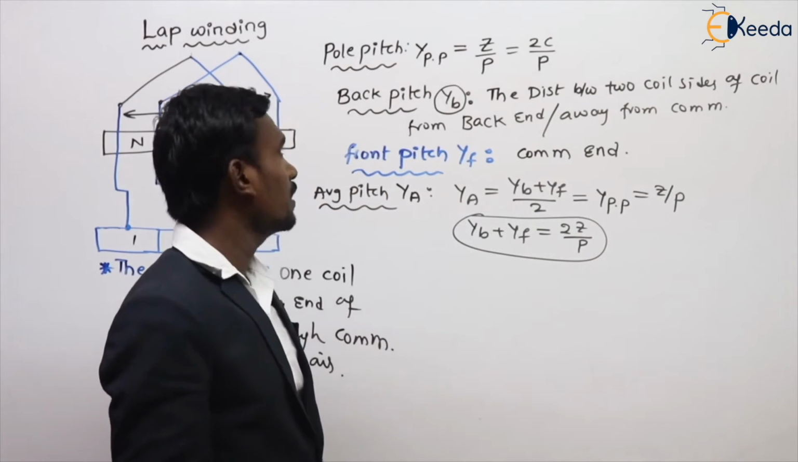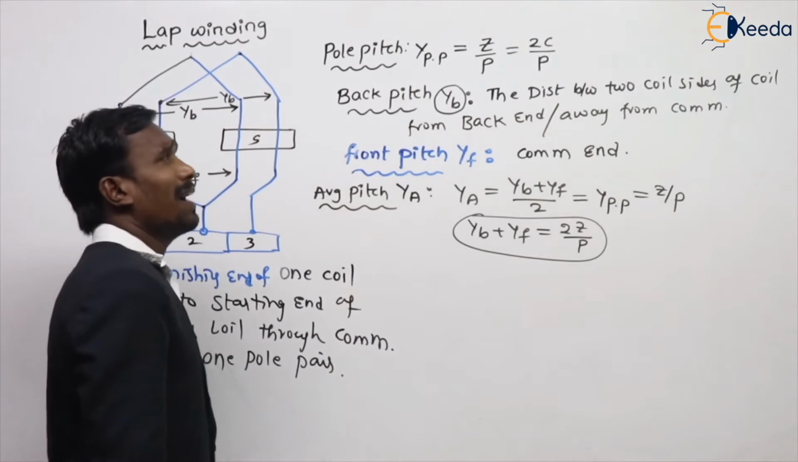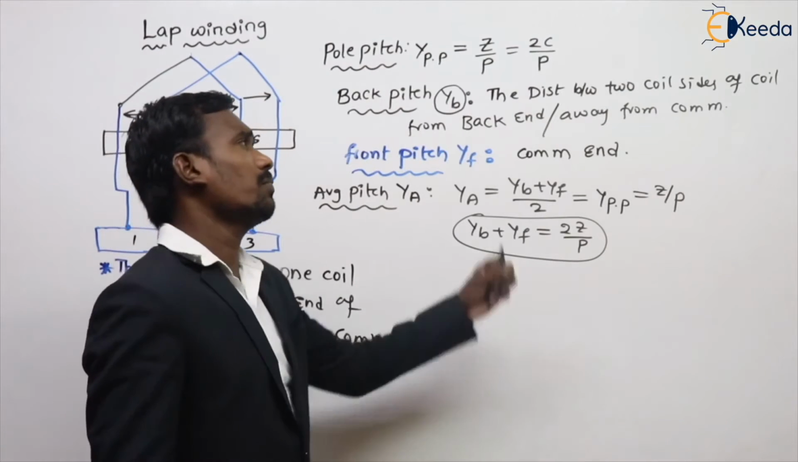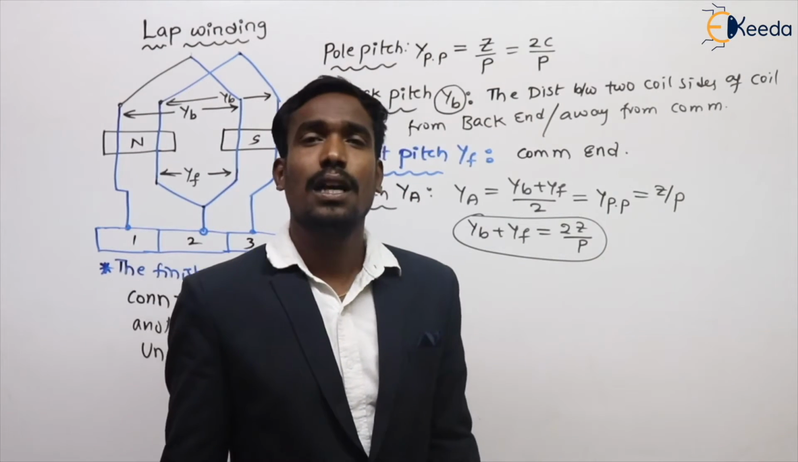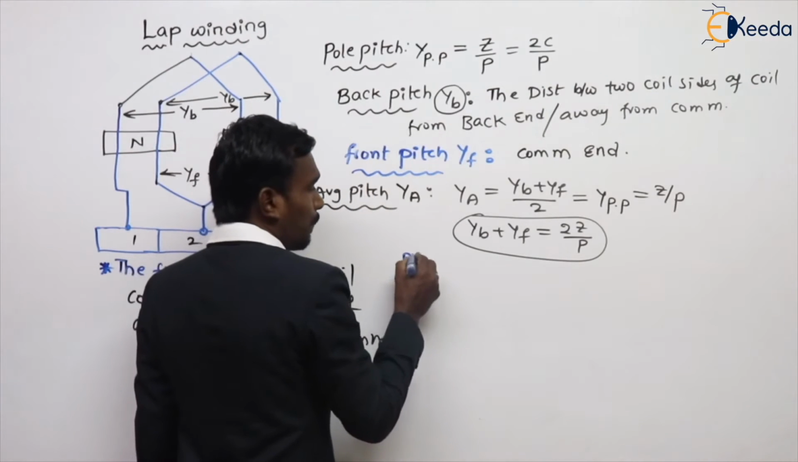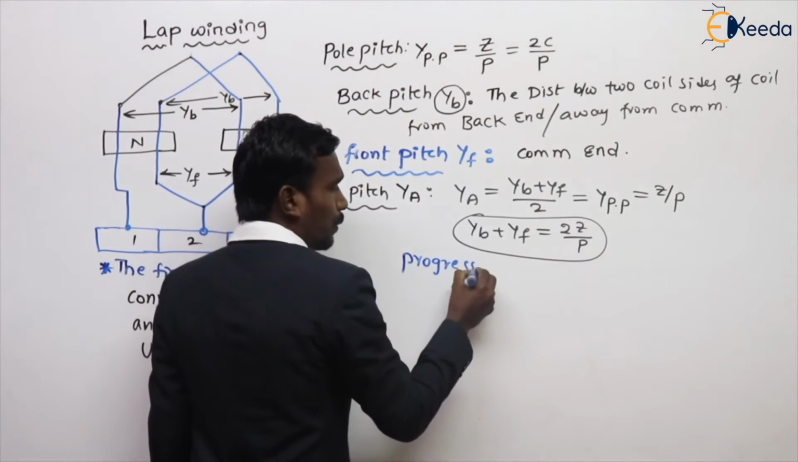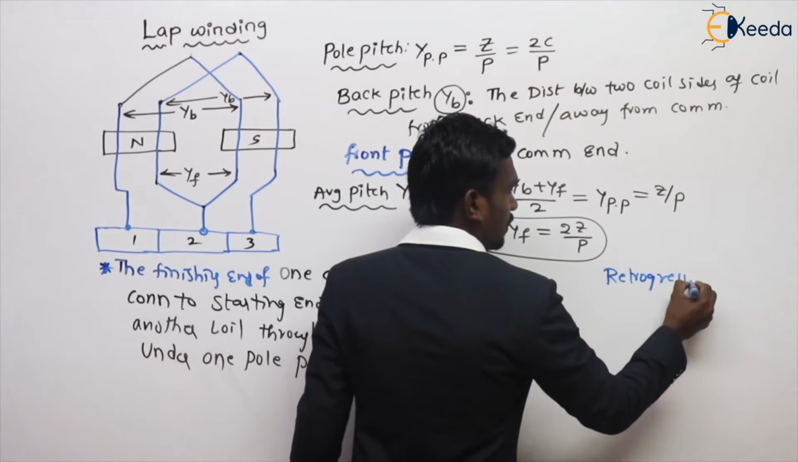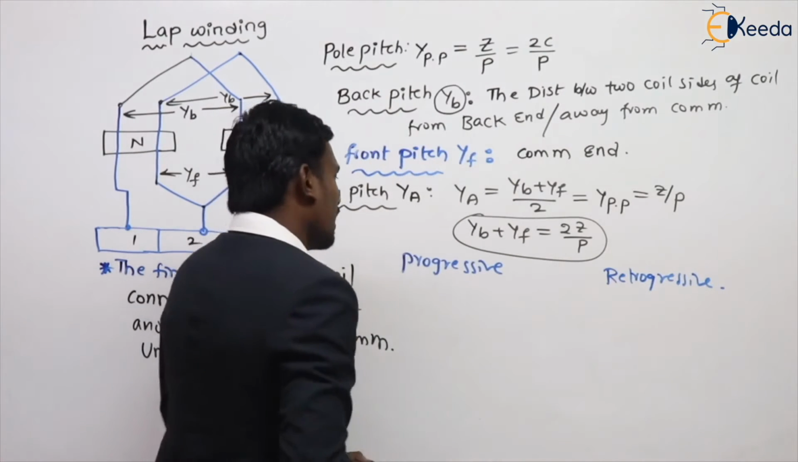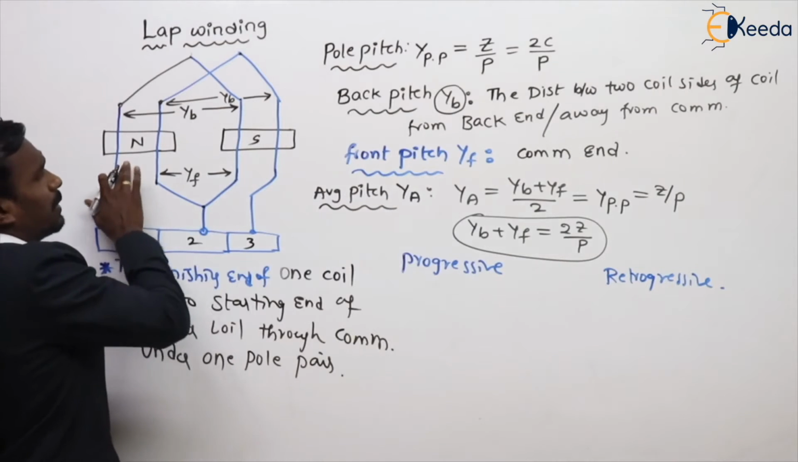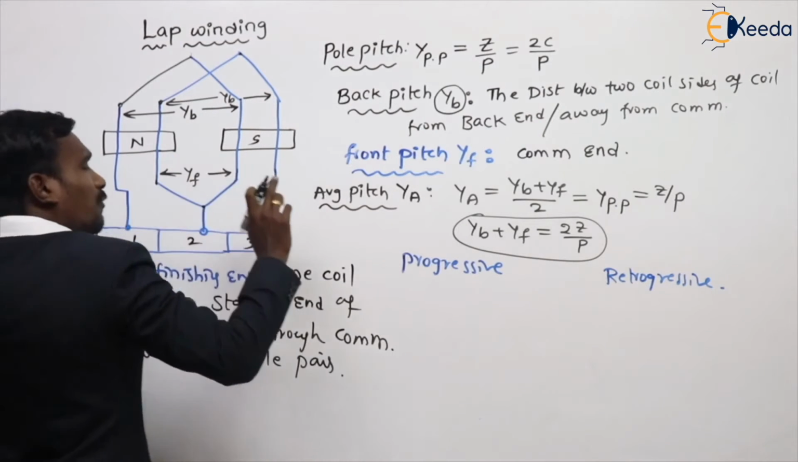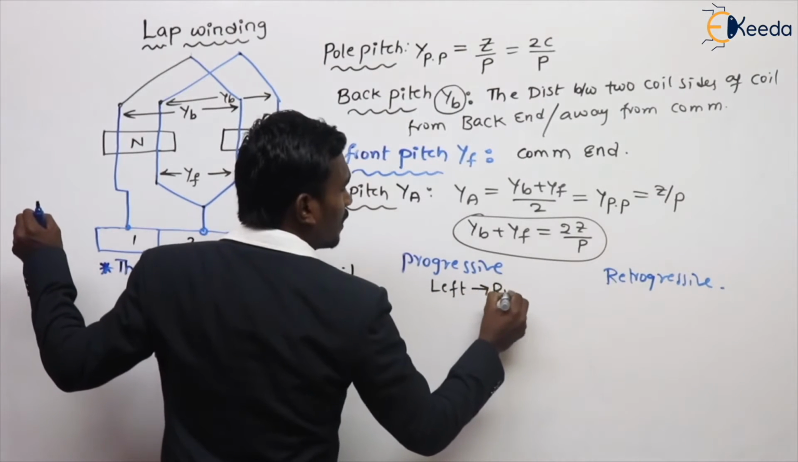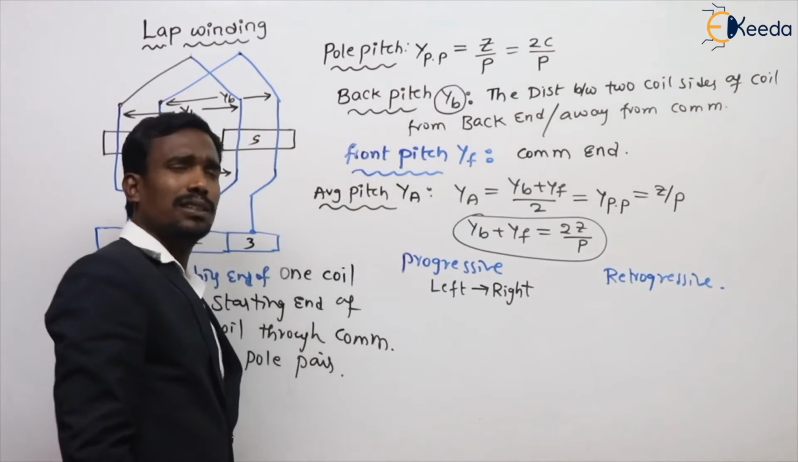So pole pitch is nothing but Z by P. Back pitch is from the back end, front pitch is from the front end, and average pitch is the average of back pitch and front pitch. Here, another concept is progressive lap winding and retrogressive lap winding. Generally, progressive winding is nothing but from here to here, from left to right. If the winding procedure is from left to right, that winding is called progressive lap winding.